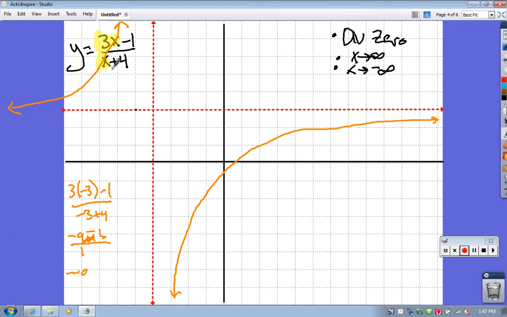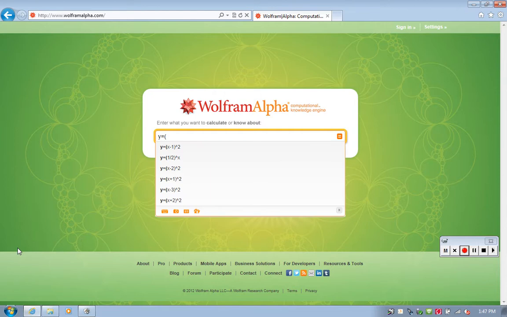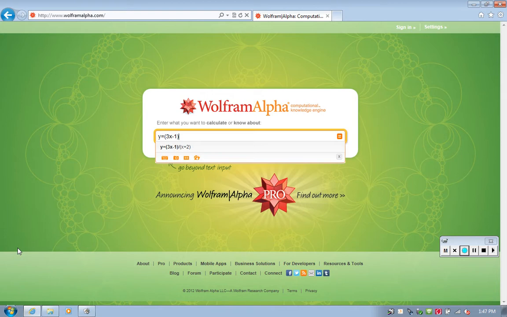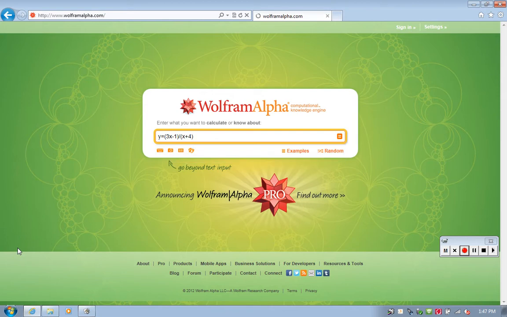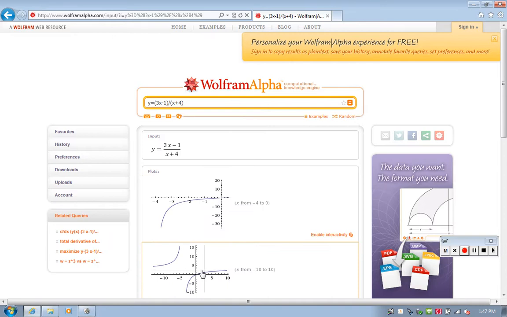And again, you can always check this on your graphing calculator. We had this 3x minus 1 over x plus 4. I'll use Wolfram Alpha. Y equals, make sure you put the entire numerator in parentheses, and then divide, and then put the entire denominator in parentheses as well. Otherwise, you're going to get the wrong graph. Let's see what comes up. Yeah, that looks pretty close to what I have. Negative 4, that's a good place for that. And then up here at about 3. Nice. Perfect.